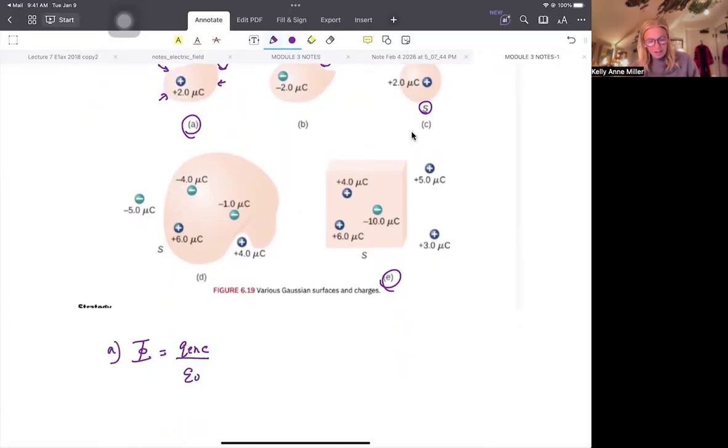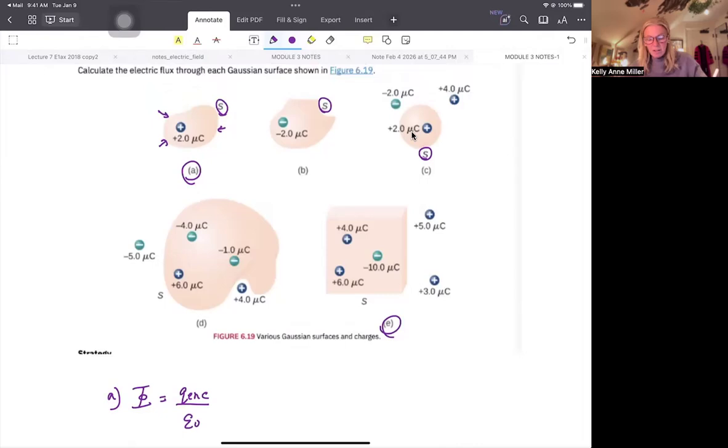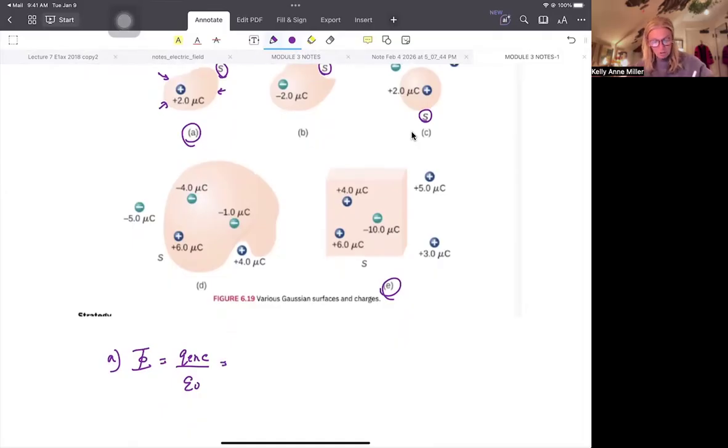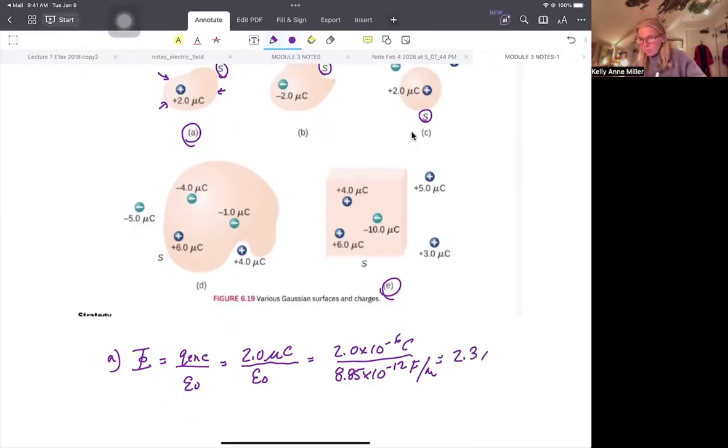If we wanted to calculate the flux in situation A, we know that the Q enclosed in this Gaussian surface is just 2 microcoulombs, and then I just divide by epsilon naught. So you can do that out: 2 times 10 to the negative 6 coulombs divided by 8.85 times 10 to the negative 12 farads per meter. That equals 2.3 times 10 to the 5 newton meter squared per coulomb.